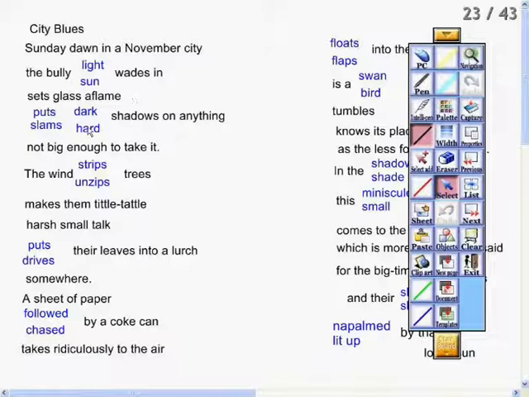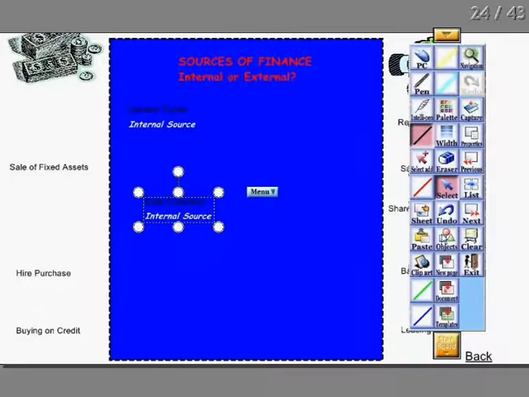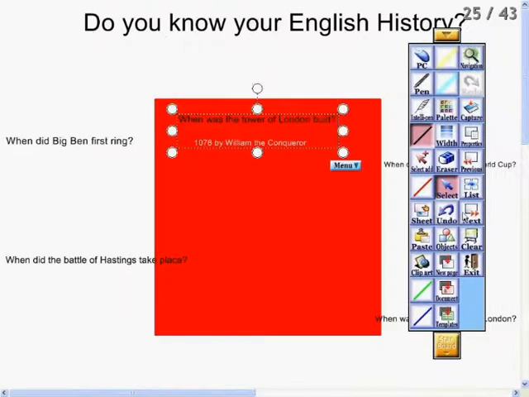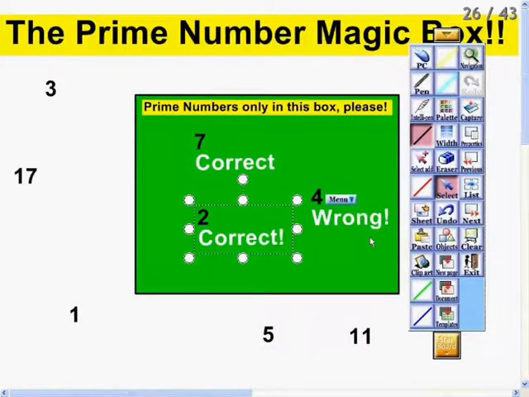I'll go through this very quickly, but this one is about putting shades of meaning into words so the pupils can choose what they want to do to make their own poem. It's called City Blues. This is the magic paper technique where the answers are written in white. That's for economics. This is a quick history revision. This is a quick prime number revision.